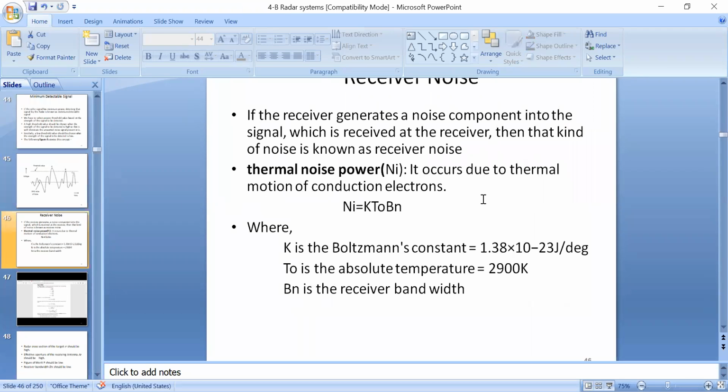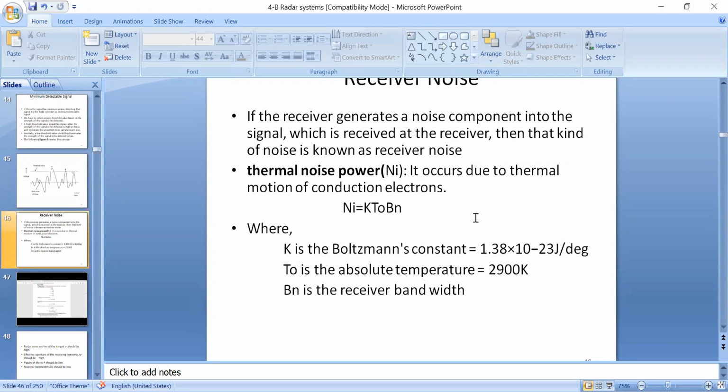And what do you mean by receiver noise? Whenever our radar signal is transmitted into free space, some atmospheric noise and some other clutter noise is going to influence our transmitted signal. In addition to that noise, some other noise is going to influence, which is generated by the receiver itself. I'm repeating the line here. The noise which is generated by the receiver itself.